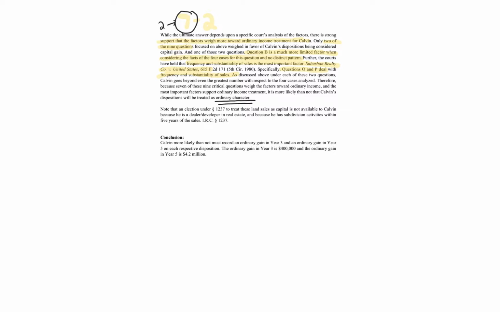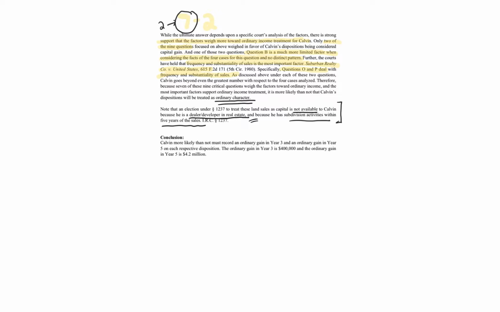So capital and ordinary are the 2 options. I mentioned that sometimes there's exceptions. There is one code section that could provide an exception to Calvin here. It's code section 1237. However, section 1237 is not available to Calvin. The reason why is because he's a dealer, developer in real estate, and because he has subdivision activities within 5 years of sales. Within year 3 and 5, he actually did subdivisions. Year 1, he subdivided. So he can't get the section 1237.